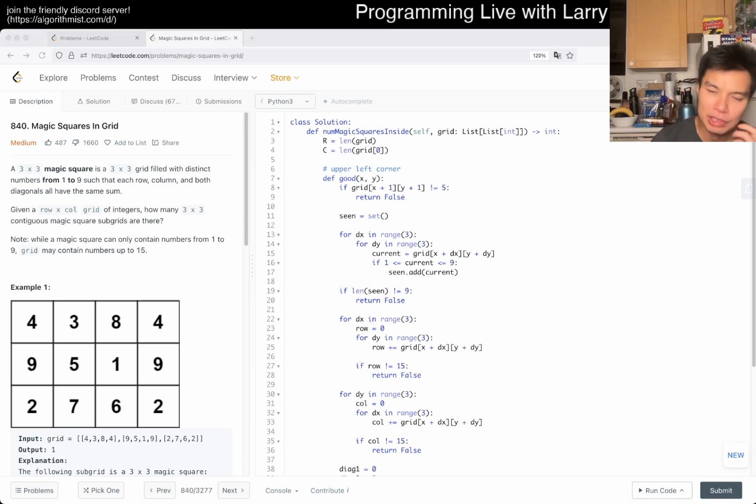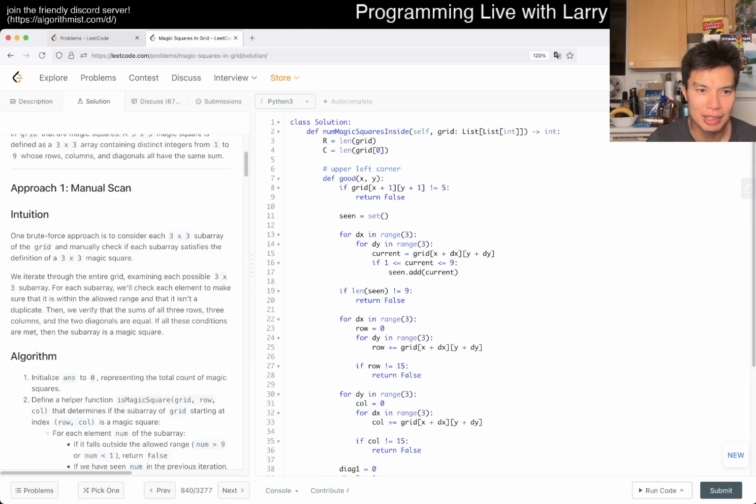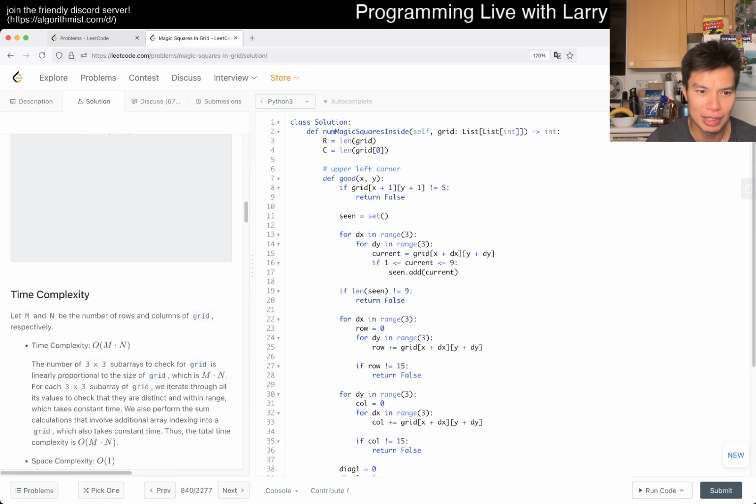Yeah, I think that's all I have for this one. I don't really have much to say. Let's take a look at the solution. Maybe manual scan. Okay, I guess that's what I did, right?